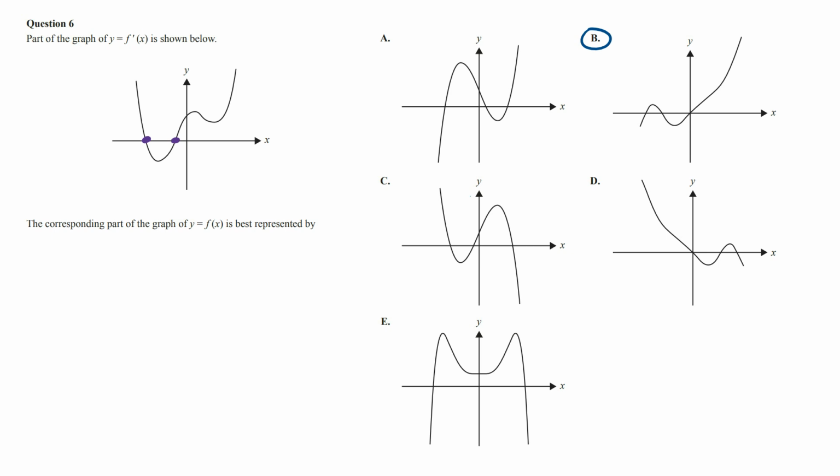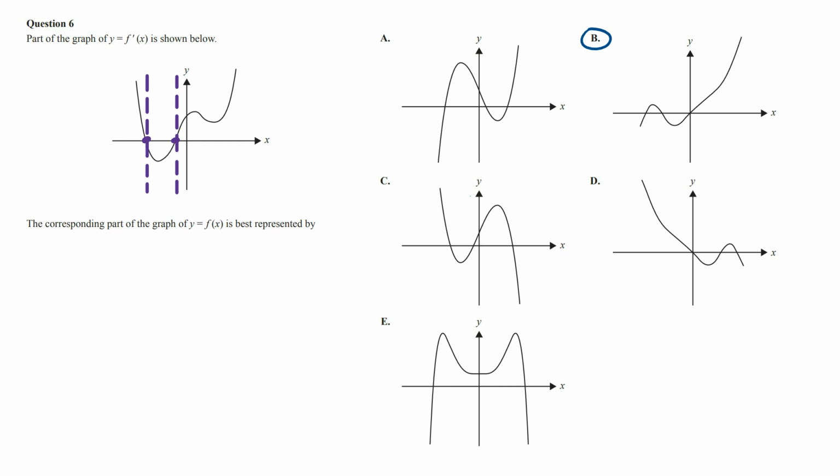Next, what you need to do is split the graph of f dash of x into regions between each x-intercept, and then identify whether each region has a positive or a negative gradient. Because we're given the graph of f dash of x, the graph above the x-axis means the gradient of f of x is going to be positive, and the graph below the x-axis means that the gradient of f of x is going to be negative.